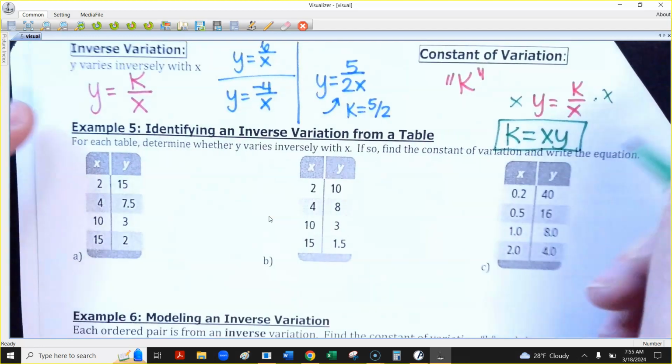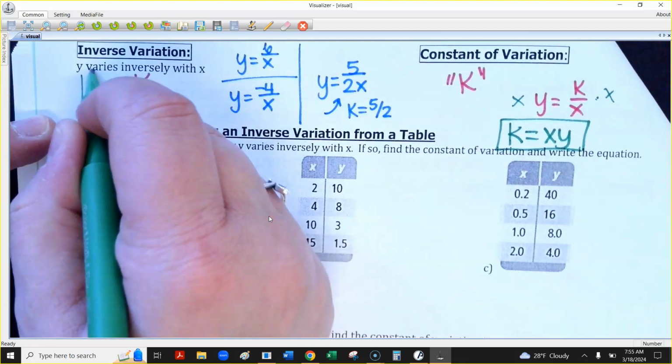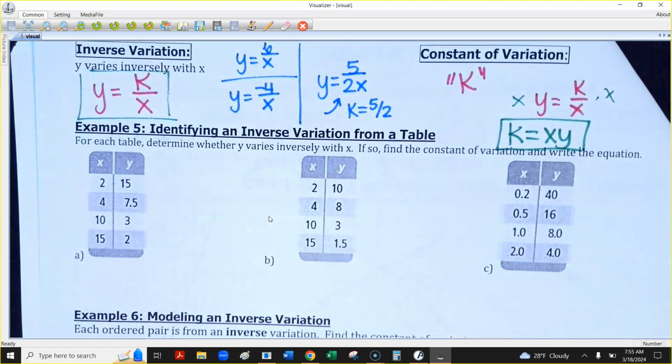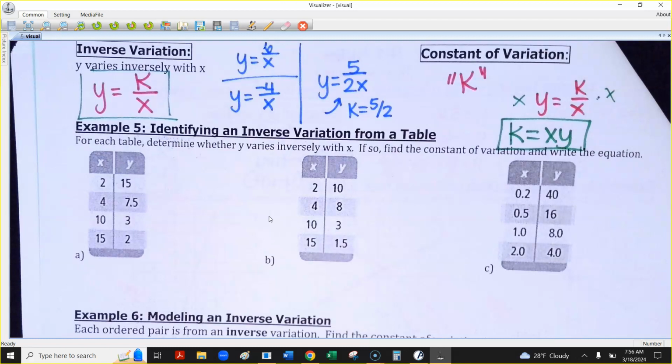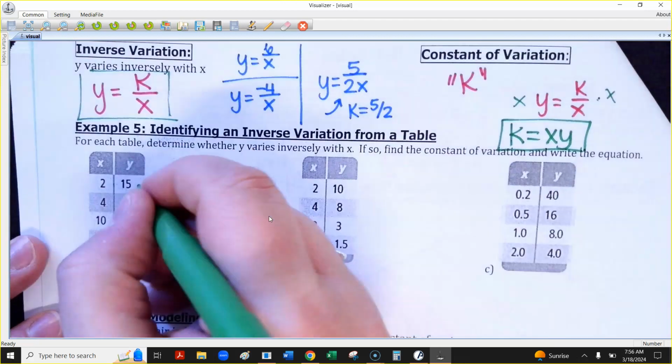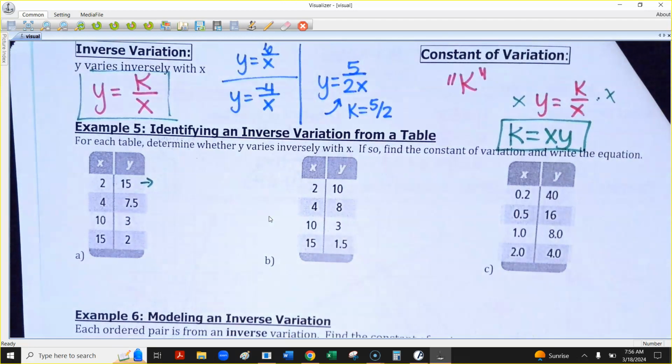And I know this is weird because if you look at the equation, the inverse variation is k over x, right? We're dividing something, but the way you would actually find the k value is to multiply. And the direct, you're multiplying, but the way you find the k value is you divide. So it's a little bit tricky, but these two formulas are what you want to know for your inverse variation. What you do here to check if you have a table, this one I think can be a little bit faster. You're going to multiply.